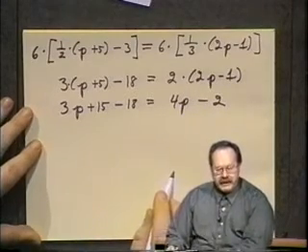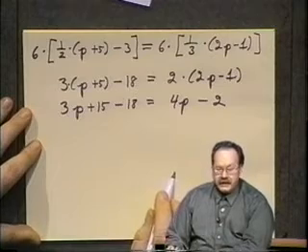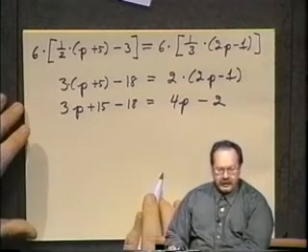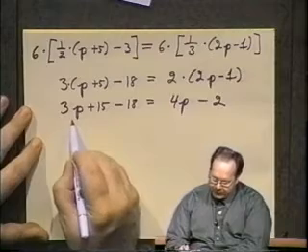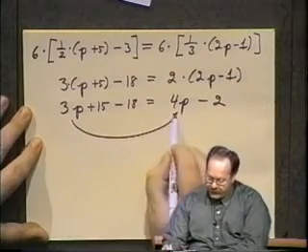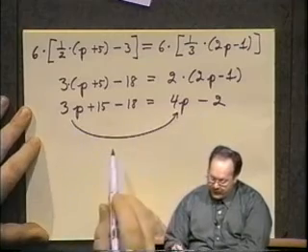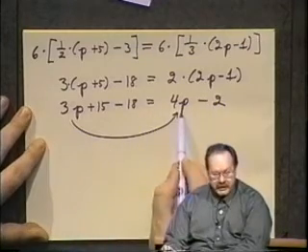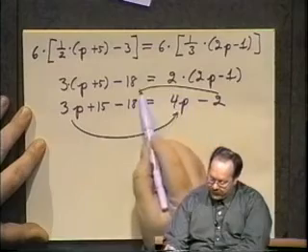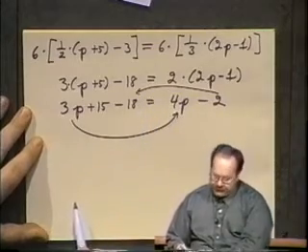Now I'm solving for p, so I want to get, ideally, p equals a number at the end of the problem. So I want to pull all of my p's together. So I'm going to move my 3p over to the right, in other words, subtract 3p from both sides. And since I'm pulling the p's to the right, I'll go ahead and pull my constant minus 2 over to the left.